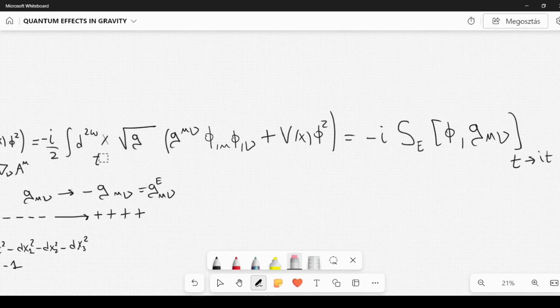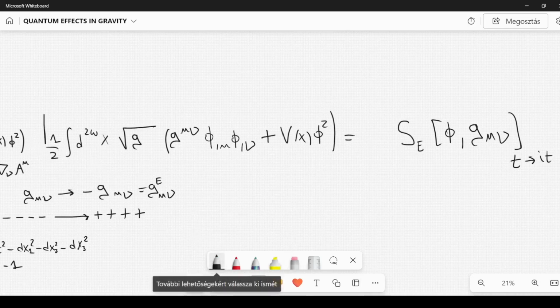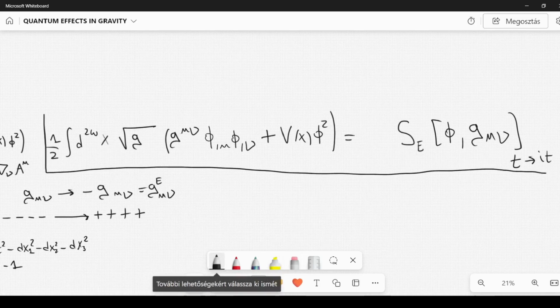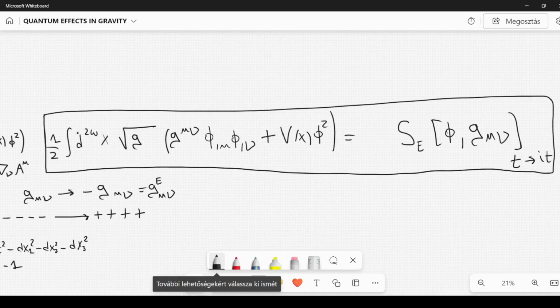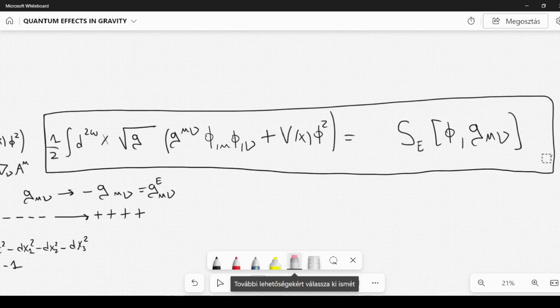We have to remember simply that we use the Euclidean metric, and we can also simplify this minus i with this minus i here, so we get 1/2, and therefore here we don't have an equality anymore, but whatever. And this is the formula that we get. And let me also drop this limit. We have to remember that we have changed the t to iτ, so we have made the so-called Wick rotation.